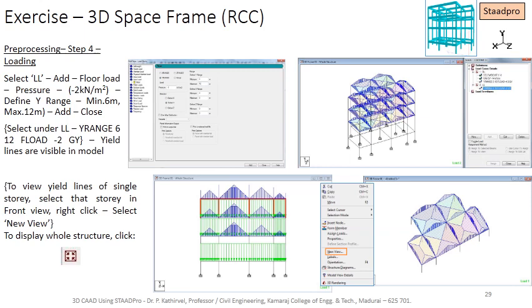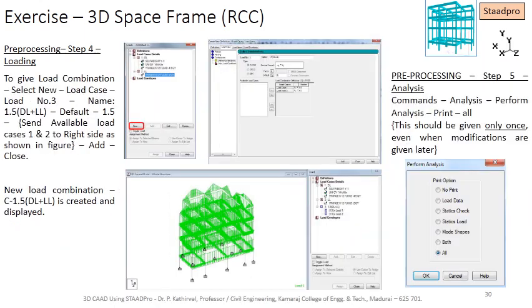To view the yield lines of any single story, go to the front view, select that particular story including the beams and columns, right click and select new view. You can see the yield lines of that level alone clearly. Once again, to view the entire model, you can click the toolbar having display whole structure as shown in the slide. Now the gravity loads, dead load and live load have been entered.